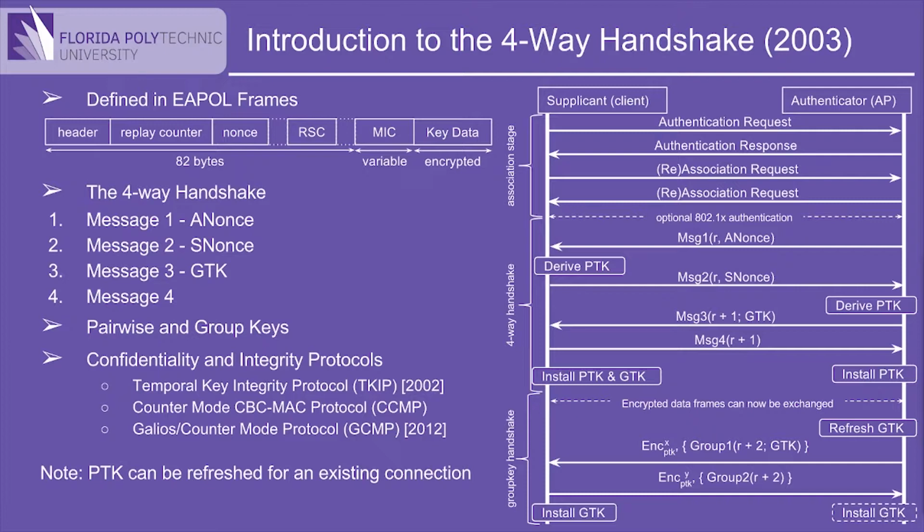Of the confidentiality and integrity protocols used, it should be noted that only the Temporal Key Integrity Protocol and the Galois counter mode protocol will allow packets to be forged under this attack. Under Counter Mode CBC-MAC Protocol, the packets cannot be forged, but packets can be replayed and decrypted for all of them under this attack. The keys will be refreshed for existing connections, and there are variations on the attack to target the majority of key exchanges, but for this presentation we are only focusing on the attacks to the four-way handshake.